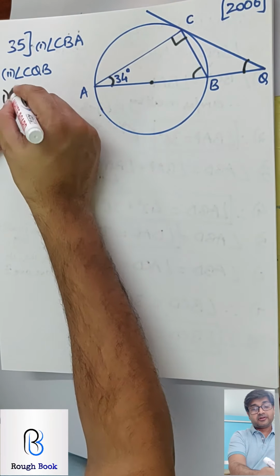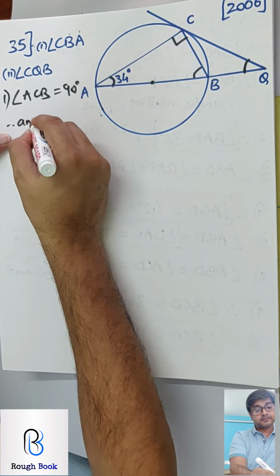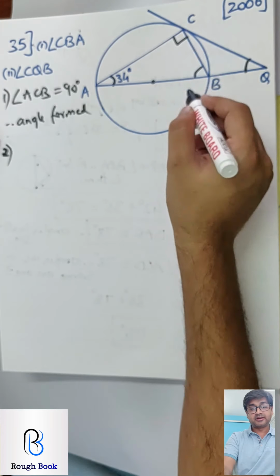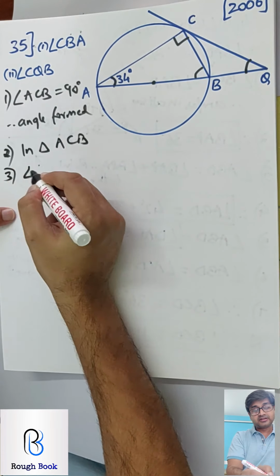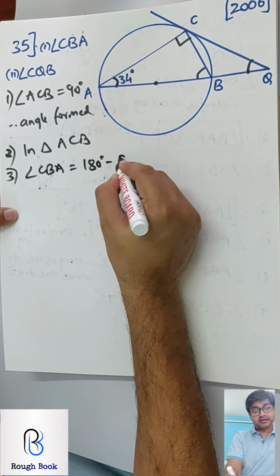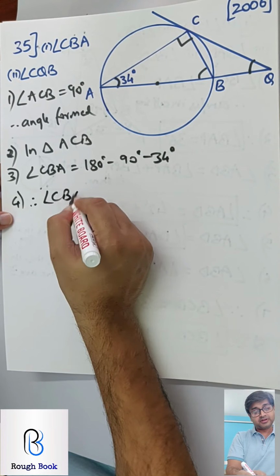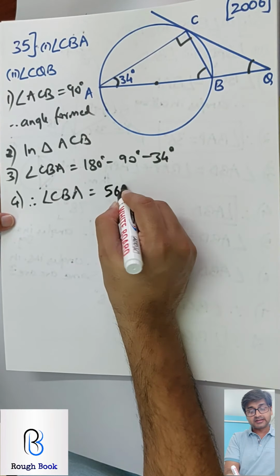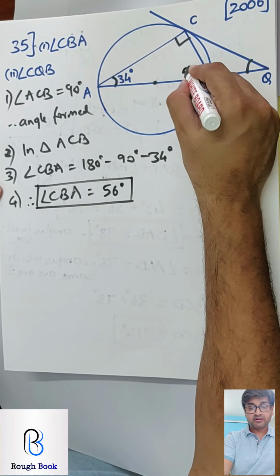So step 1. I will say angle ACB is 90. Reason will be angle formed in a semicircle is a right angle. So you got this 90 degrees. Now for this one, in triangle ACB, we shall say angle CBA is equal to 180 minus 90 minus 34. So finally therefore CBA is 56. Yeah. So we got the first one, that is CBA 56.